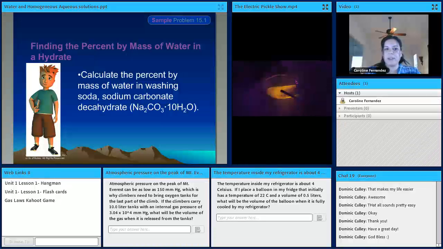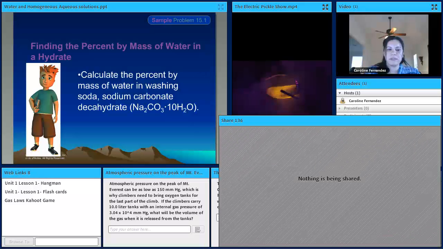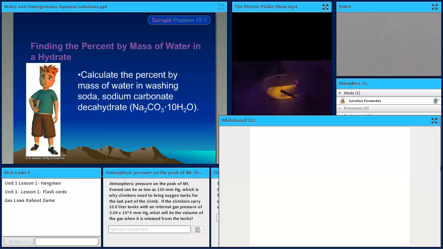So let's take this example over here. Let's say I wanted you to calculate the percent by mass of water in sodium carbonate decahydrate. So I'm going to bring out my whiteboard and we're going to do this together. I took off my screen so you can focus on the whiteboard. The first thing we want to do is write down our compounds so that we know what we're dealing with.